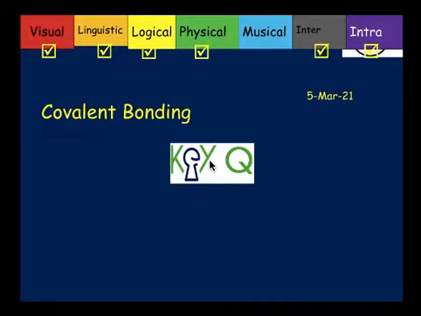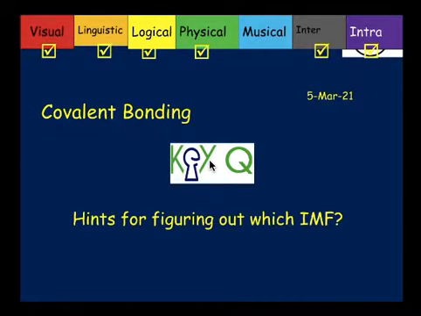Guys, so today we're going to move on and look at things that we call intermolecular forces. I'm just using the shorthand IMF, and there are three of them. Hopefully we'll be able to give you some hints that will help you work out which of the three intermolecular forces are present in a sample of a compound.